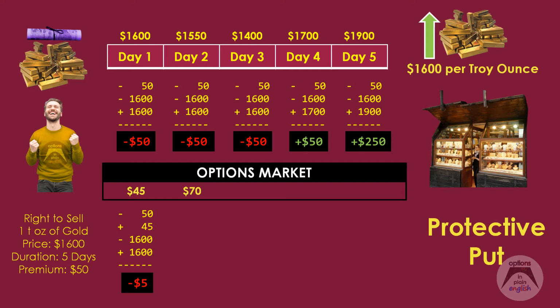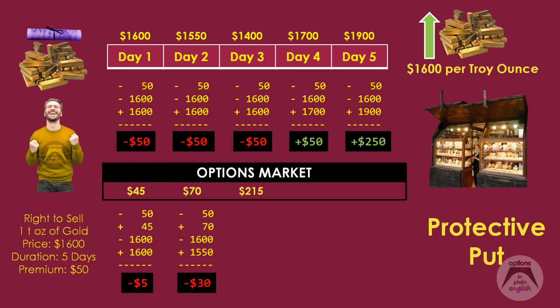On day number 2, it goes to 70. And it goes to 70 because now the price is $1,550. So it's $50 of intrinsic value in the option, and so it goes from 50 to 70, so you make $20 there. But now you have to take the gold that you paid $1,600 for and sell it for $1,550, so you lose $50 there. So altogether you lose $30. Still better than not having an options market, because as we can see on the top portion, you would have lost $50.